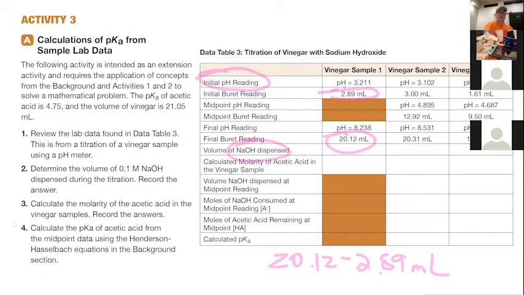In this particular example, they're using 0.1 molar sodium hydroxide, so 10 times less concentrated. And they added 21.05 mils of acetic acid sample. So based on that, you can calculate the molarity. Now, they're using dilute vinegar, so their concentrations are going to be different than what we're doing, about 10 times more dilute. Now, you're probably wondering how we're going to calculate the pKa. So I will show you.